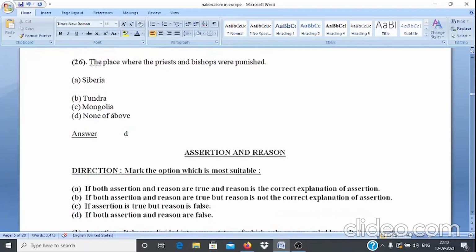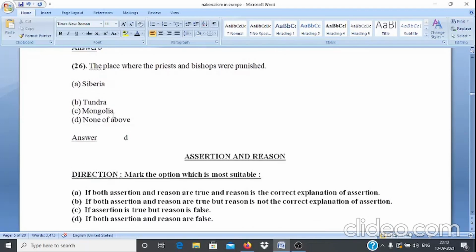Question number 26. The place where the priests and bishops were punished.